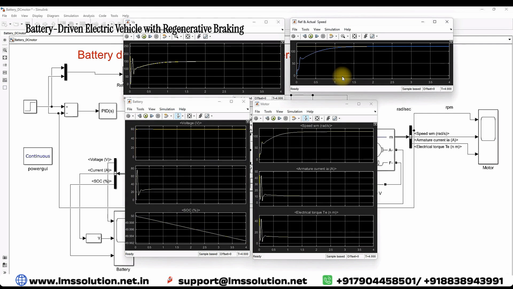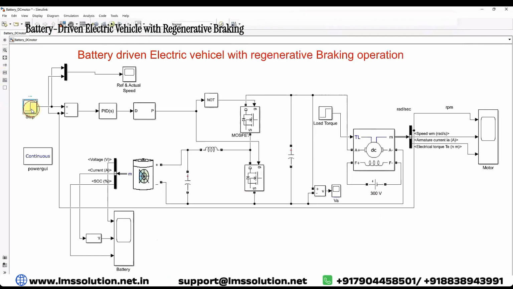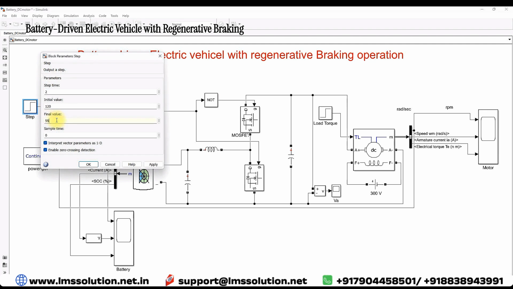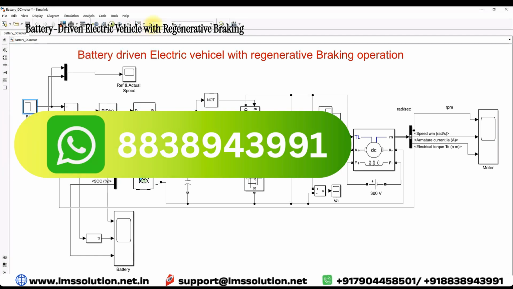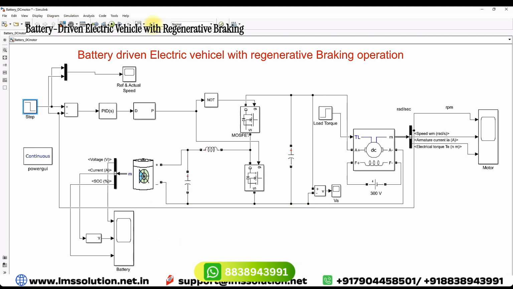That means we are reducing the speed of the machine. So during that time, how will the machine act, and how will the energy be transferred from that machine into the battery, like the regeneration concept. Here I'm going to change the reference speed after 2 seconds. Initially we will run at 120 radian per second, and then it will be changed to 50 radian per second, reducing the reference speed from 120 to 50 at 2 seconds.